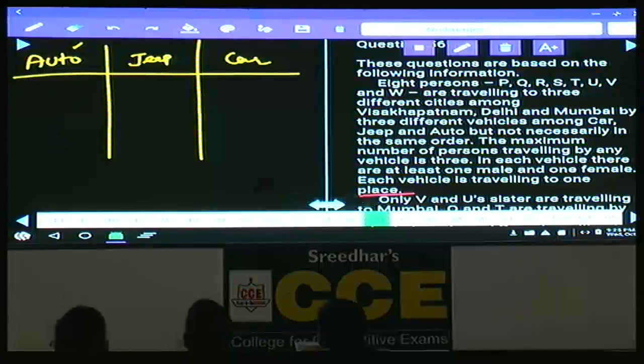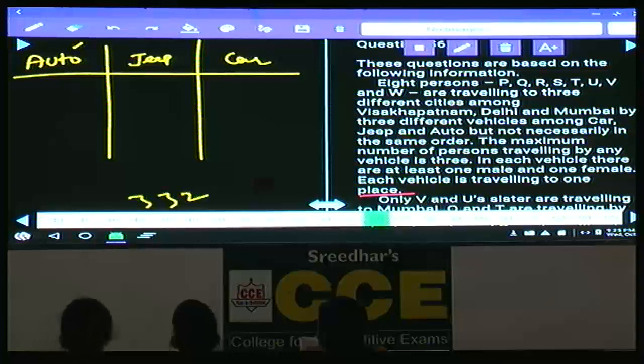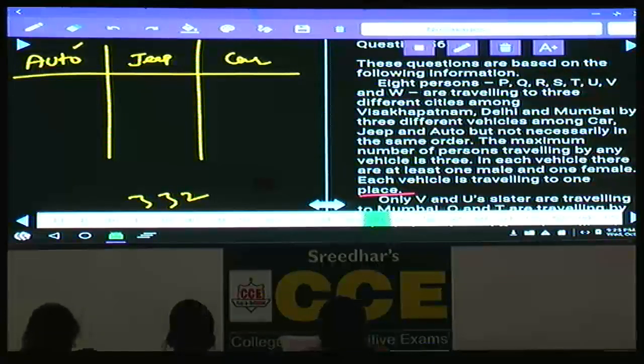Done with this? In each vehicle there must be at least 1 male and 1 female, and not more than 3. Not more than 3 means how many persons are going by each vehicle? What is the combination? Not more than 3, so 4 is ruled out. At the same time, 1 male and 1 female should be there, so minimum 2 persons must be there. Minimum is 2, maximum is 3, and the possibility could be 3, 3 and 2 in any order. If 2 persons are traveling by auto, 3 and 3 will travel by jeep and car. If 2 are traveling by jeep, 3 and 3 are traveling by auto and car. Or if 2 are traveling by car, 3 and 3 are traveling by auto and jeep.